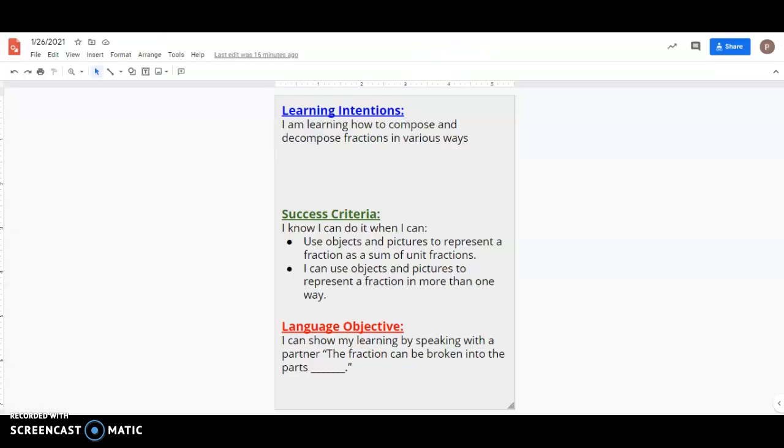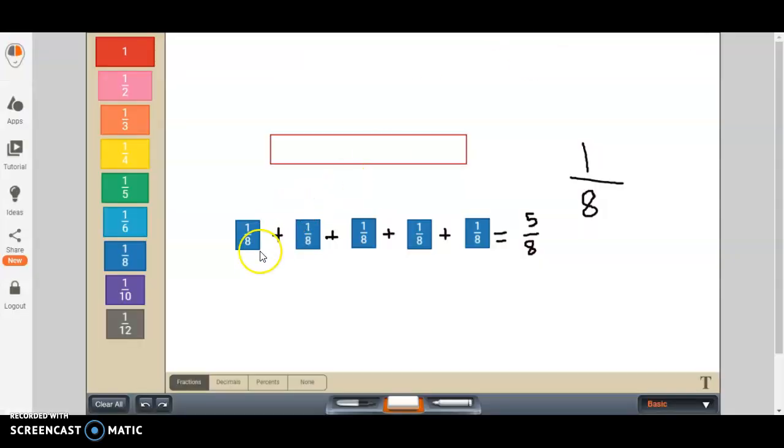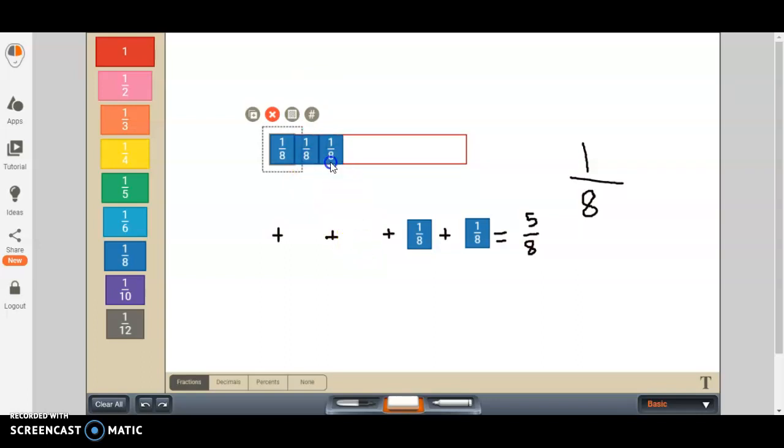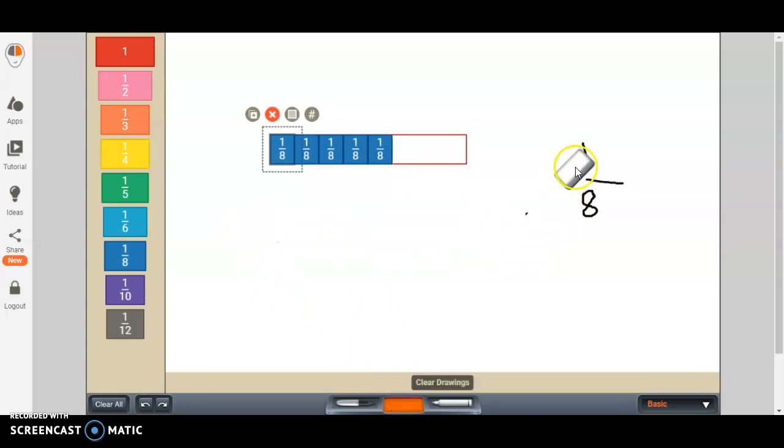So when you think about our learning intention, this is a way to decompose or break down our fraction, right? I've broken it down into its units or unit fractions. I've made it as small as I can get it. But today, our goal is not just to learn how to make our fractions into a sum of unit fractions, right? We're going to take our learning one step further from yesterday.